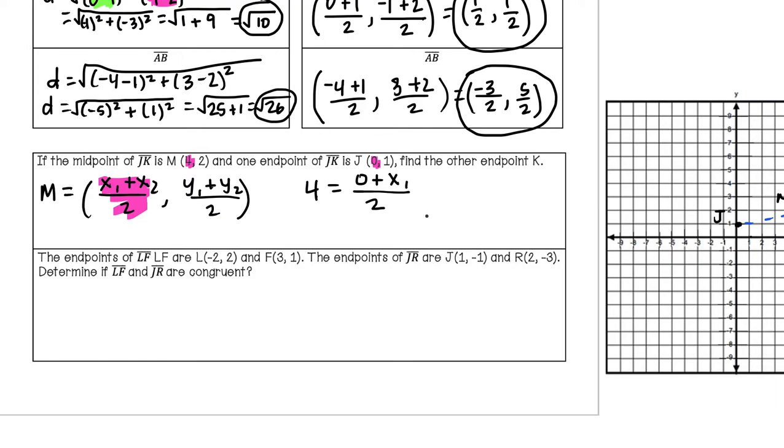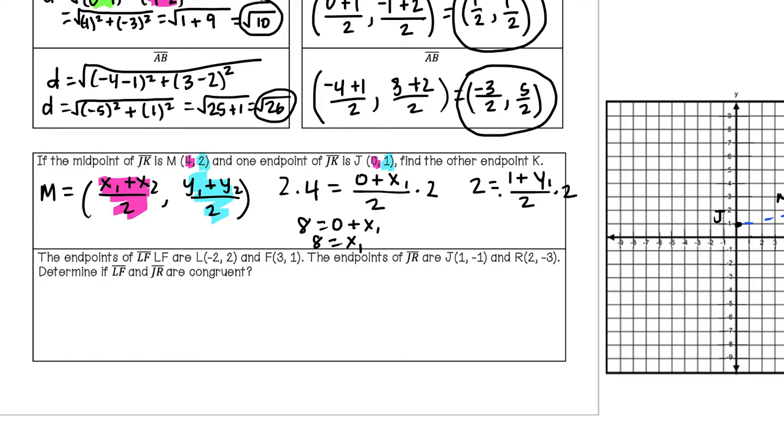So when I solve this, I can multiply by 2 on both sides. That gets me 8 equals 0 plus x1. So 8 equals x1. Then I can do the same thing with my y values. I know that my midpoint y value is 2, and one of my endpoint y values was 1. So I'm going to say the midpoint was equal to 2, and that was from getting 1 plus whatever y1 is, all divided by 2.